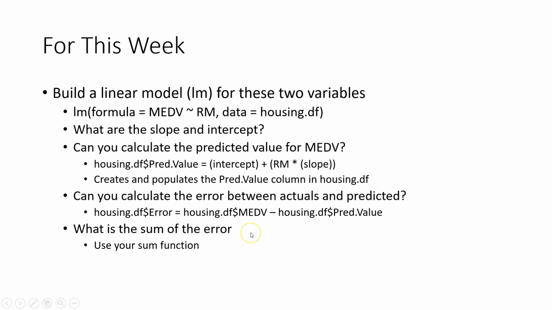And then I'm going to have you do one more thing that I didn't show you how to do, and that I think you'll be able to do fine, is just use the sum function. You can use sum, and then it's basically open paren, and then you're going to do housing.df$error. Close paren, and that will give you that value.